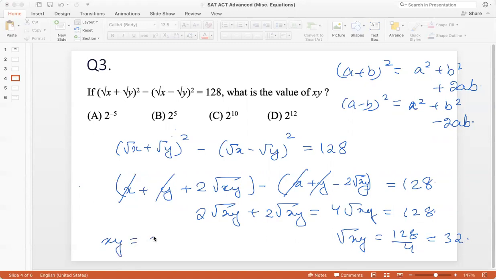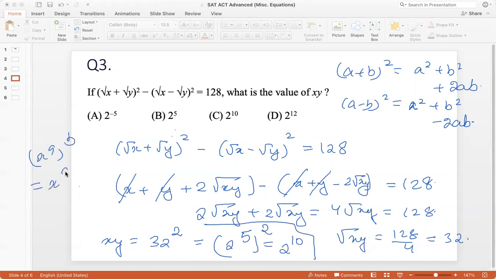So xy is going to be 32 squared. Now options are given as powers of 2. We know 32 is 2 to the power 5, and that to the power 2 will be 2 to the power 10, right? X to the power a whole to the power b is x to the power ab. So 2 to the power 5 whole to the power 2 is 2 to the power 10, option C.